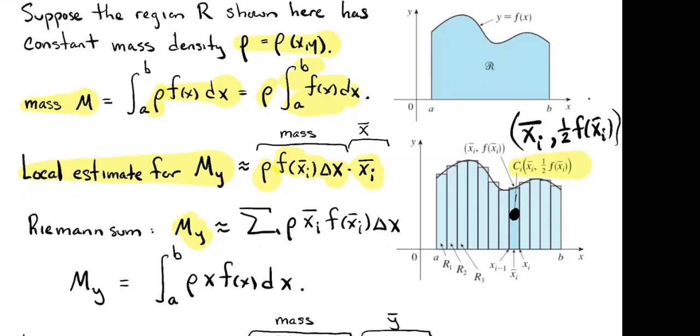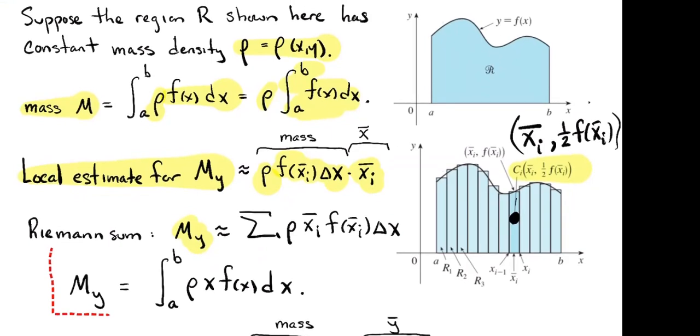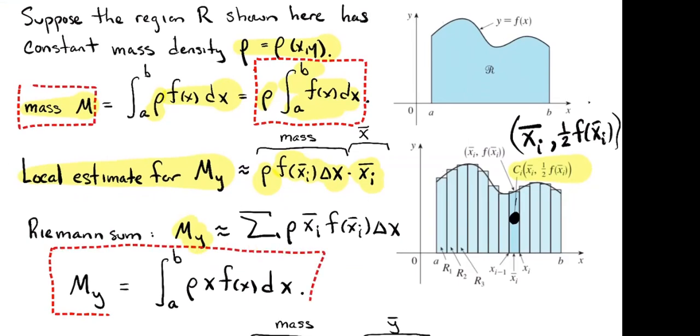All right, so that's kind of our first major result with the one above about the mass. The mass of the region is the integral of the density times the area. Well, here's how you compute the moment about the y-axis. The moment about the y-axis is the integral of the density times x times f of x, all right?